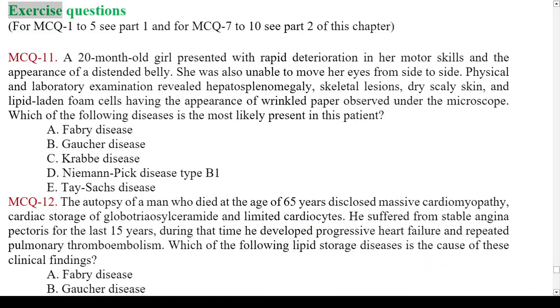References. Exercise questions. For MCQ 1-5 see Part 1 and for MCQ 7-10 see Part 2 of this chapter. MCQ 11. A 20-month-old girl presented with rapid deterioration in her motor skills and the appearance of a distended belly. She was also unable to move her eyes from side to side. Physical and laboratory examination revealed hepatosplenomegaly, skeletal lesions, dry scaly skin, and lipid-laden foam cells having the appearance of wrinkled paper observed under the microscope.